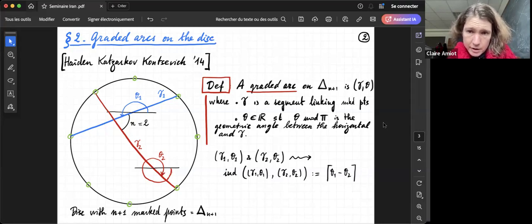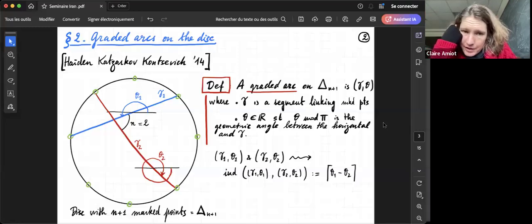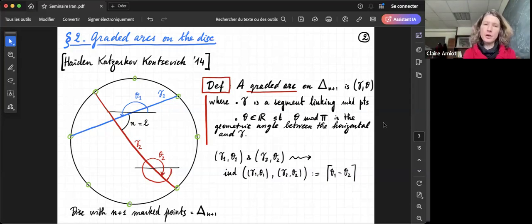When we have two graded arcs that intersect either in the interior of the disk or on a marked point, we can define the index between gamma 1 and gamma 2. The index is a natural number given by these angles, and it is the upper integral part of the number theta 1 minus theta 2. So it's not the measure of the angle between the red and the blue segment, but a kind of variant of it.